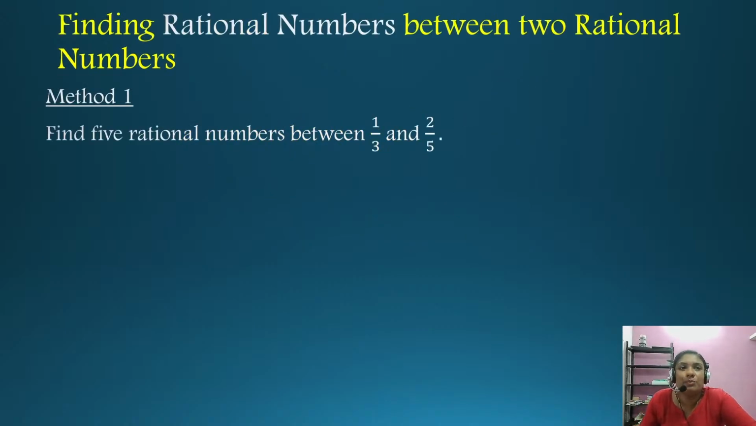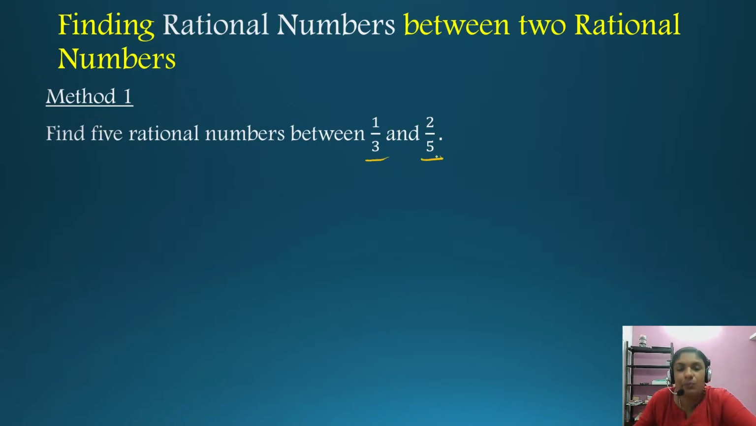Finding rational numbers between two rational numbers. Yes, we have learned almost all the basics about rational numbers. Now we are going to find the rational numbers that come between two rational numbers. There are two methods. Let's see the first one. Find five rational numbers between 1 by 3 and 2 by 5.